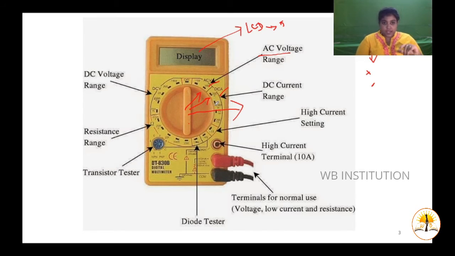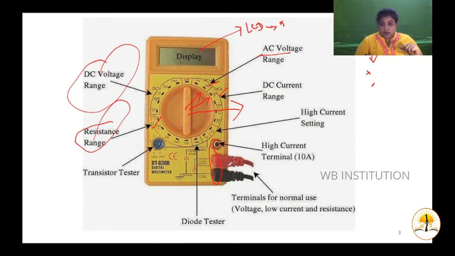Clear? Likewise, on your left hand side, you can measure the DC voltage range and your resistance range. What is a resistance range? It is represented as ohms. Clear? The resistance is represented as ohms. And now in this, you will be having some terminals. Some 3 terminals.